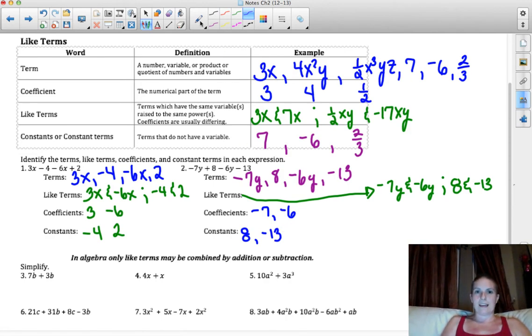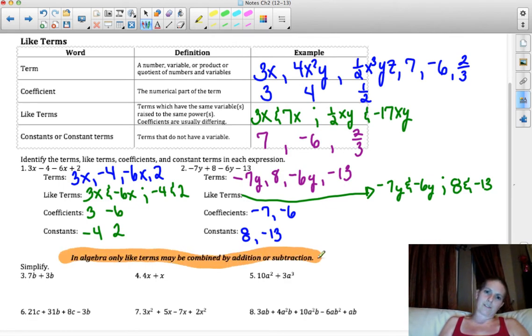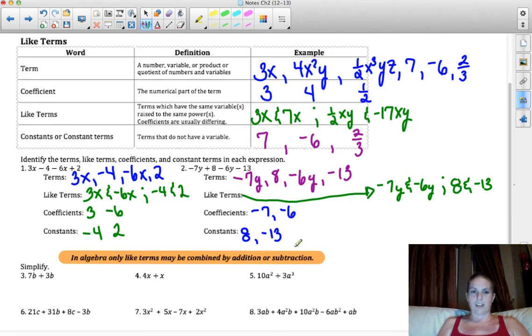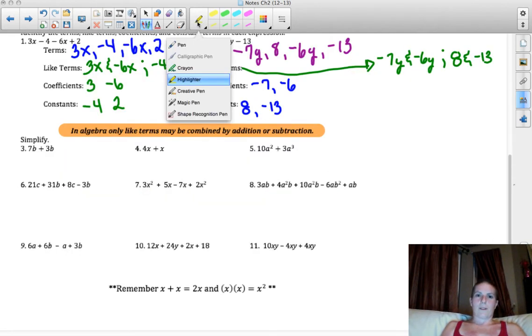The second piece to like terms is right here in a very, very important phrase. It's kind of odd that my highlighter is orange. In algebra, only like terms may be combined by addition or subtraction. Notice that those 2 important words, addition and subtraction, are huge in this section. You can only add or subtract if you have like terms. It doesn't say anything about multiplying and dividing because that has different rules. But with addition, they have to be the same. So let's go ahead and look at a couple of examples.